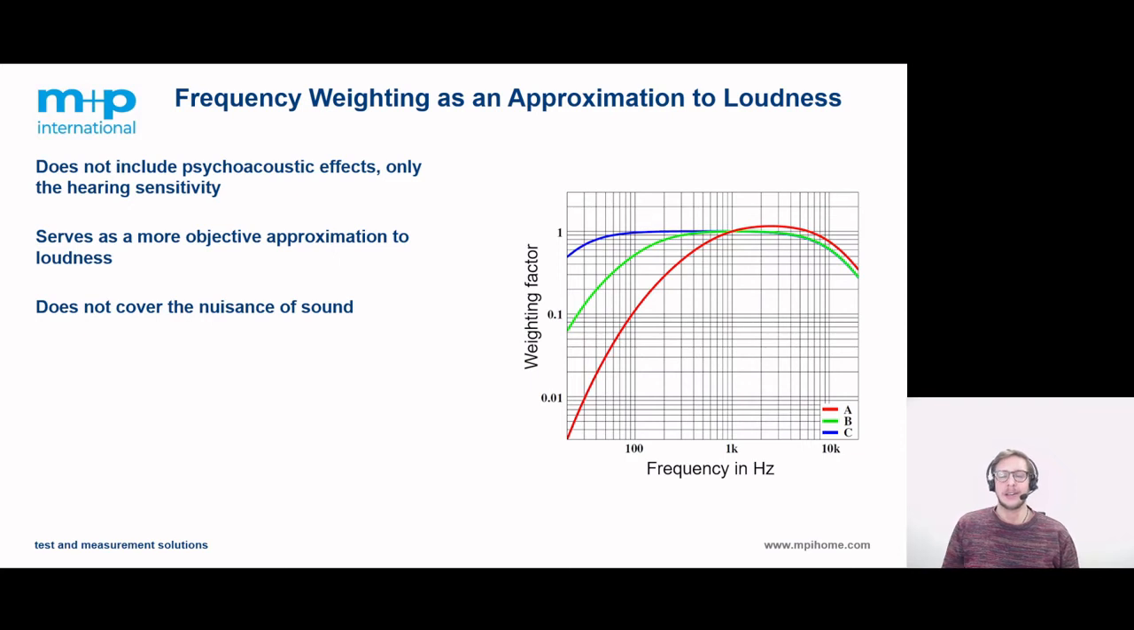Engineers don't really like something like loudness because they can't put it into formulas. So as an approximation to loudness, we have the frequency weighting. I'm sure you've seen it before in acoustic analysis. For example, we have the A, B, C, and Z weighting. The frequency weighting can be applied to narrowband and octave spectra and only includes the frequency dependence of the human hearing. It doesn't include the psychoacoustic effects I mentioned before when talking about the loudness. The weighting functions serve as a more objective approximation to the human sound perception. It doesn't cover the nuisance of sound.